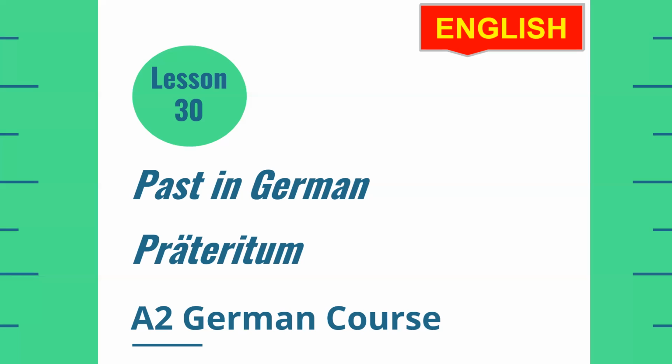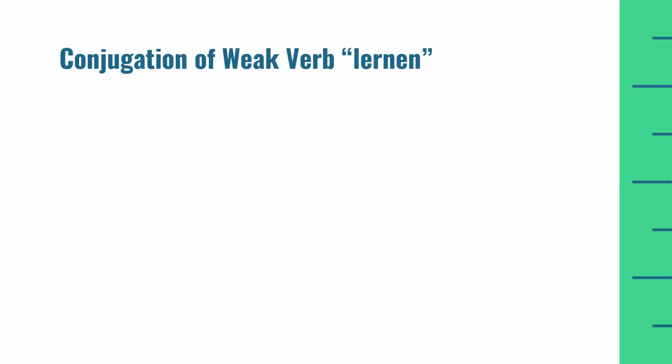So let's see how we can make past tense in German language. The most important thing in order to make past sentences in German language is to use the correct form of German verbs. There are different types of German verbs like weak verbs, strong verbs, etc. And I have covered one example of each type of these two verbs. Let's start with weak verb. And the example for that I have taken is lernen, which means learn.